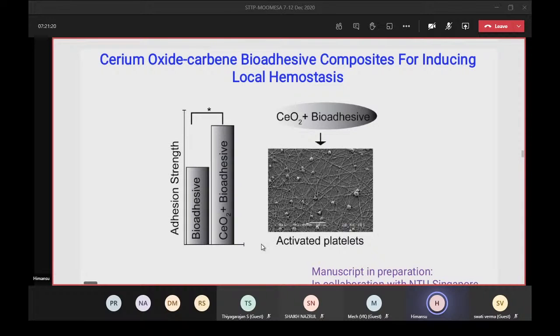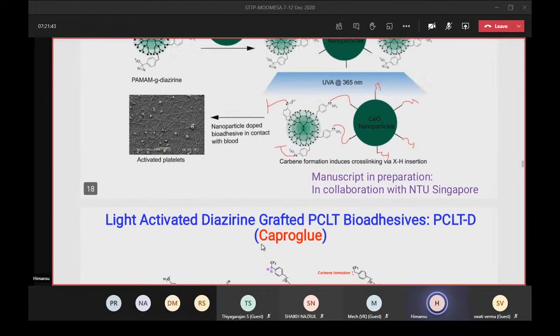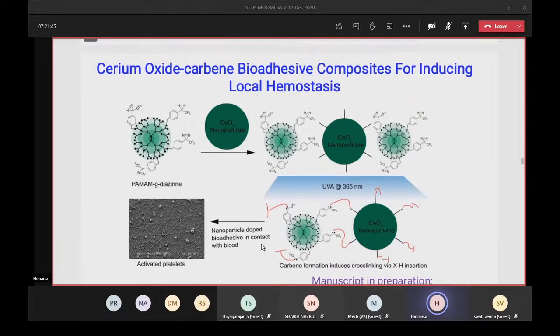So in such a case, you can see the preparation strategy: this is the PMMG diazirine and this is the CeO2 nanoparticles, and the nanoparticles could directly sit over this diazirine and create a hindrance over each other, the CeO2 remaining inside. So actually the CeO2 can activate immediately a thrombus formation. Because this kind of adhesive we wanted to use in different domains.